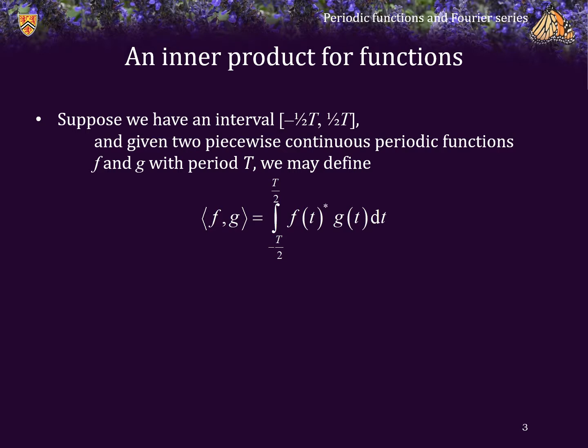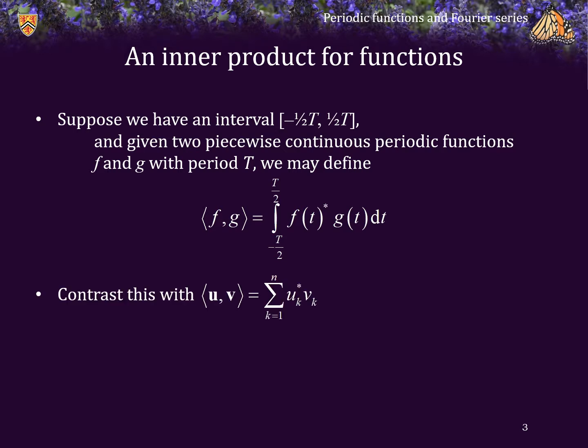Suppose we have an interval from negative T over 2 to T over 2. And on this interval, suppose we have two piecewise continuous periodic functions f and g with period T. In this case, we may define the following inner product on these two functions, where we integrate the conjugate of the value of the first function times the value of the second function, integrated from negative T over 2 to T over 2. That is, we're integrating over one period.